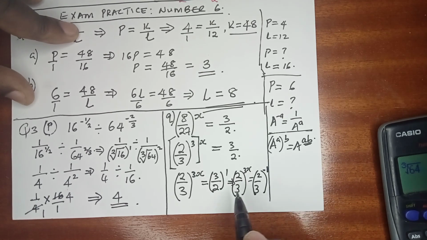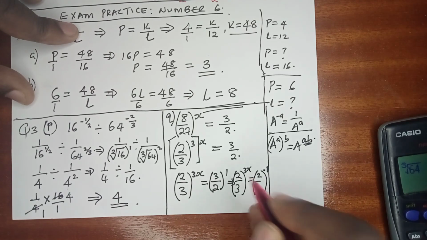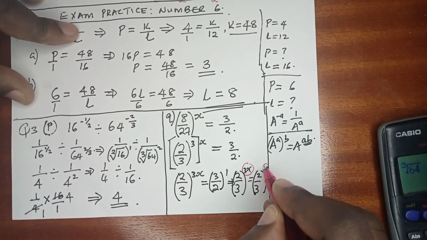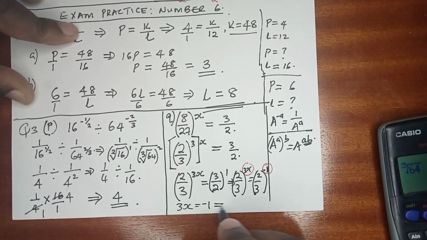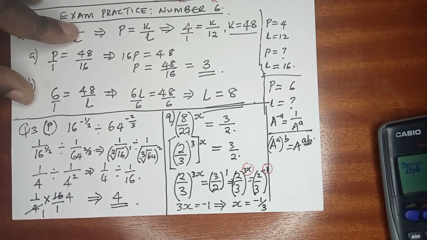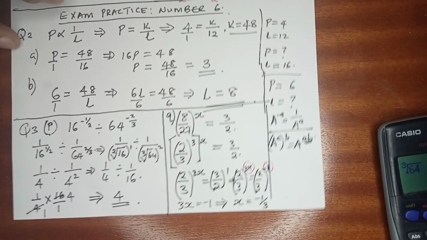And it goes without saying now that the left-hand side is equal to the right-hand side, and the bases are equal, then the indices have to be equal. And therefore, we talk of 3x is equal to negative 1, and this gives us x to be equal to negative 1 over 3, having divided both sides by 3. And that is the end of the topic.